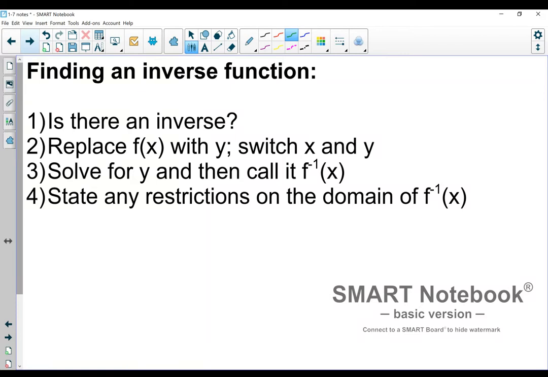So for finding an inverse, we need to think, is there really an inverse? We replace the f of x with y, we switch our x and y, we solve for y, and then we use our function notation, and then we're always going to state restrictions. So this is kind of review from last year, but we're paying more attention to restrictions this year on the domain.